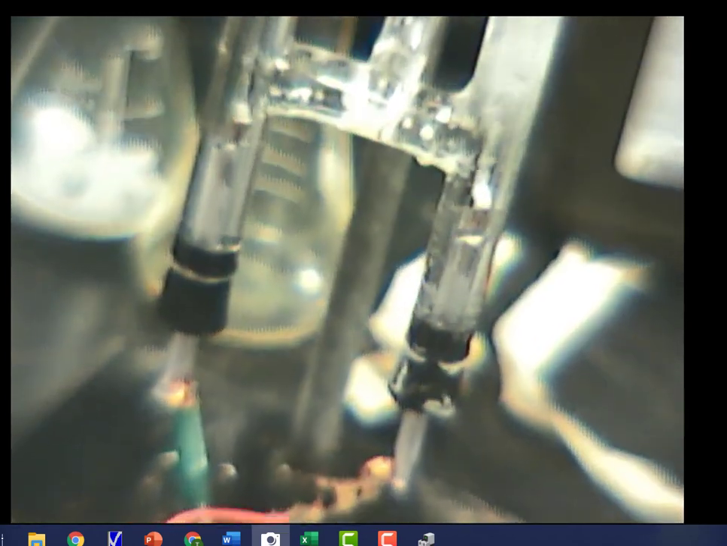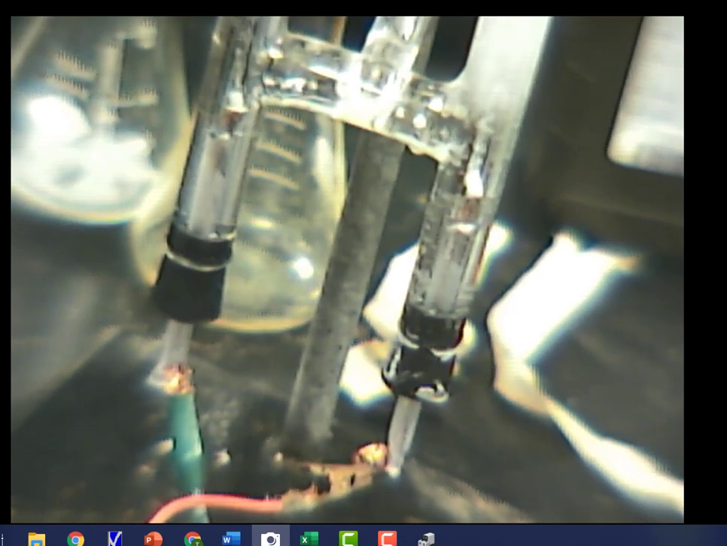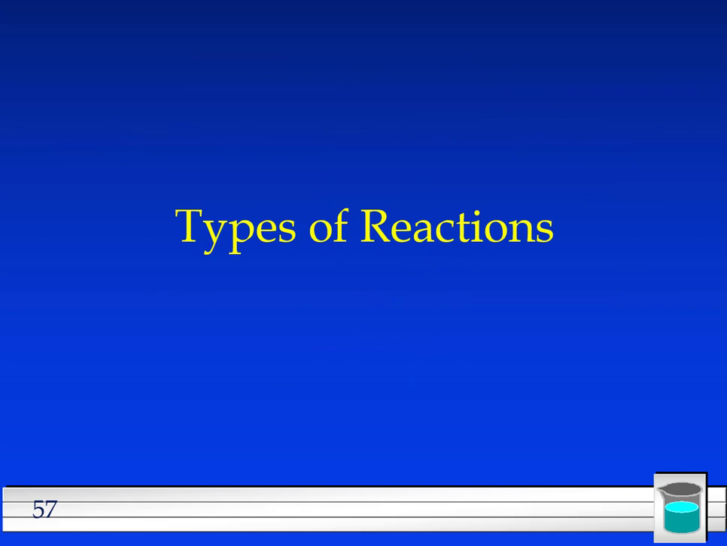Notice you get bubbles on both of them. Right? So I'm getting bubbles. Bubbles on this side, rising up. Bubbles on that side, rising up. We're collecting those bubbles. We'll see what those bubbles are later. But while we're waiting, we're going to move on into types of reactions.